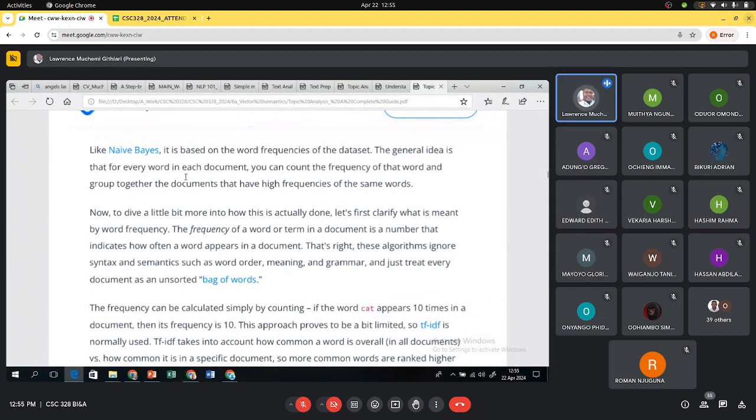The general idea is that for every word in each document, you can count the frequency of that word and group together the documents that have high frequencies of the same word. Now, to dive a little bit more into how this is actually done, let's first clarify what is meant by frequency. The frequency of a word in a document is the number that indicates how often a word appears in a document. It's a simple count. And that's right, these algorithms ignore syntax and semantics, such as word order, meaning, and grammar, and just treat every document as an unsorted bag of words.